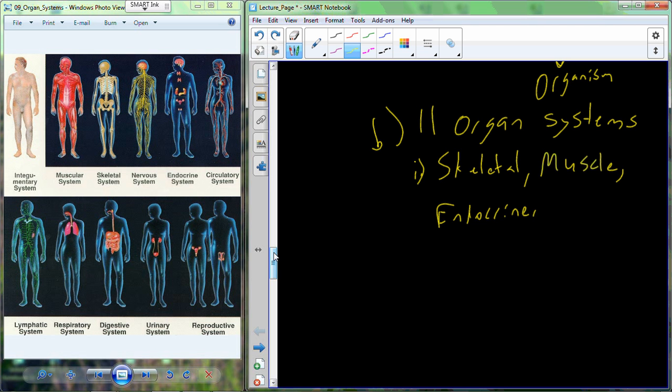Endocrine, which is our system of hormones that help regulate function. The lymphatic system. How many of you have ever heard of the lymphatic system? Okay. A lot of you have probably heard of the immune system before as well. And people would say, oh yeah, the immune system is an organ system. It's not. It's actually a part of the lymphatic system. So the true organ system is the lymphatic system, and fitting in there as a subgroup is this thing called the immune system.